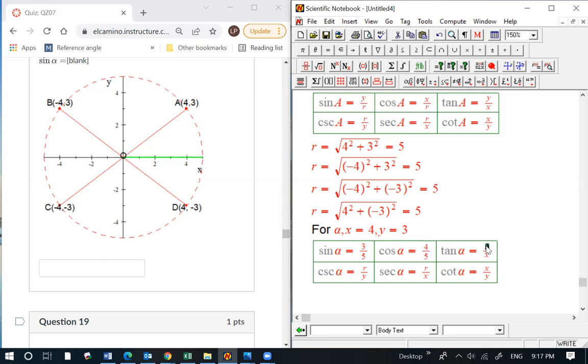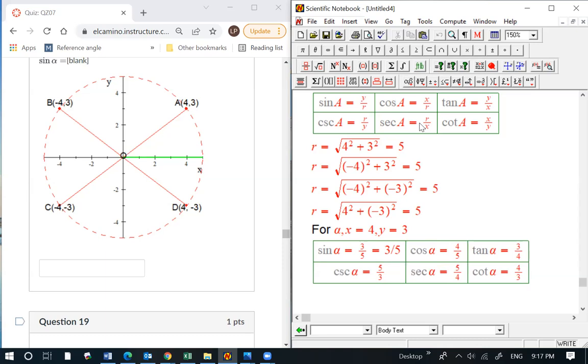Tangent alpha is y over x. Y is 3, x is 4. Cosecant: r is 5, y is 3. Secant alpha, this is 5, and this is 4. When you enter the answers, you just enter 3/5. That's how you enter each one of them, as a fraction. If there's a negative sign, you put a negative sign in front of it.